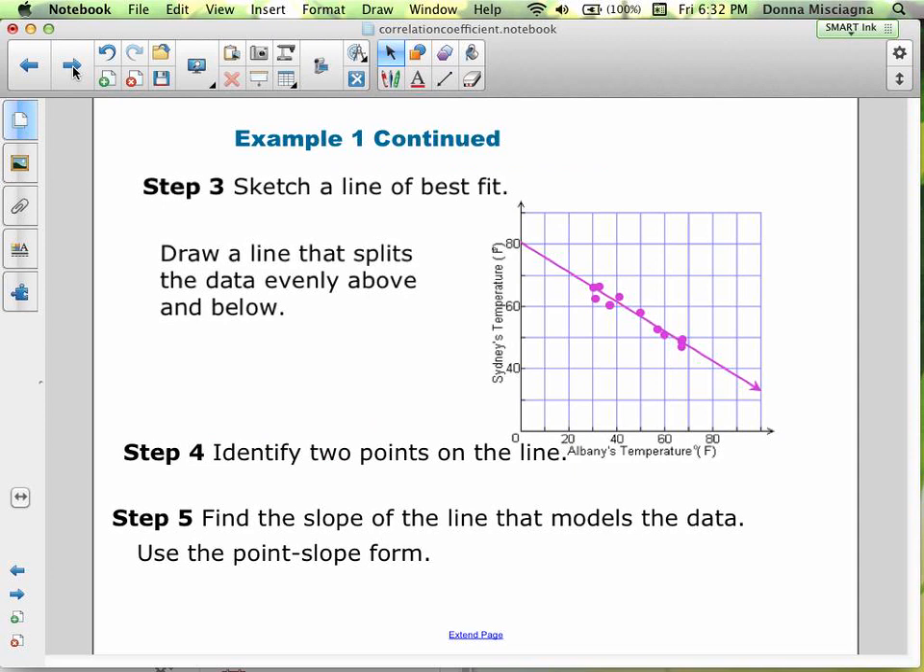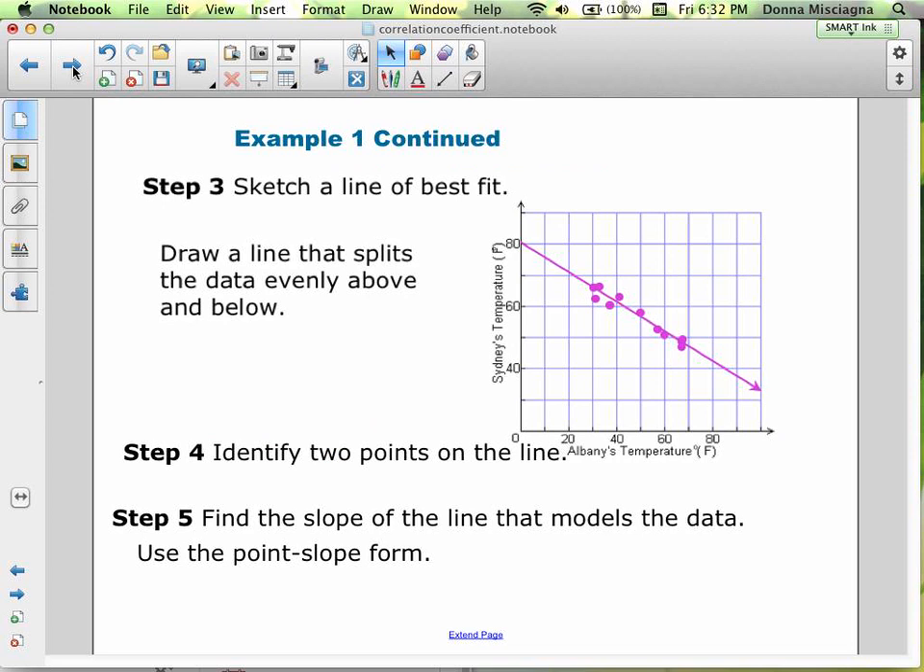And actually a little trick is using a piece of spaghetti. Because it's so thin, you can easily see the pencil, and you can use that to figure out where your line should go. So it works really well, a piece of spaghetti when you're graphing lines of best fit. All right, so we've got our line that splits the data evenly above and below. We have to now find the equation of our line.